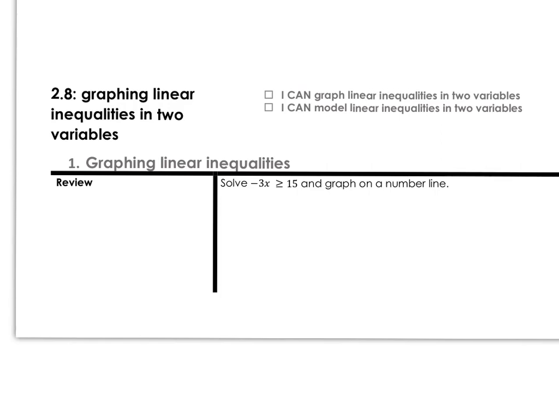Our last lesson in Chapter 2 is 2.8, Graphing Linear Inequalities in Two Variables. Just as a little bit of review, it says solve -3x ≥ 15 and graph the solution on the number line. If we start with the inequality -3x ≥ 15, to get x by itself, we're simply going to divide both sides by -3.